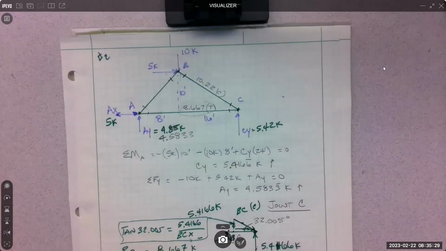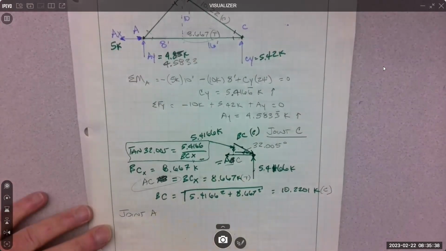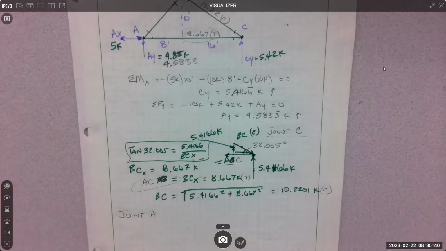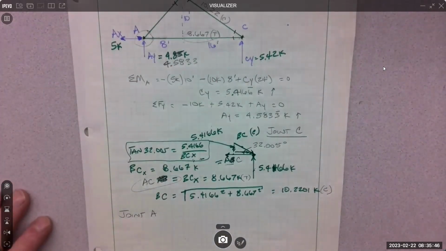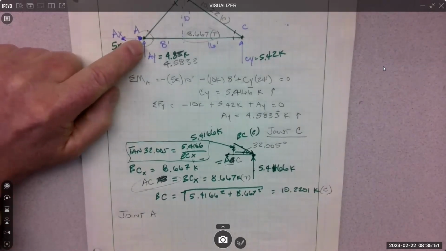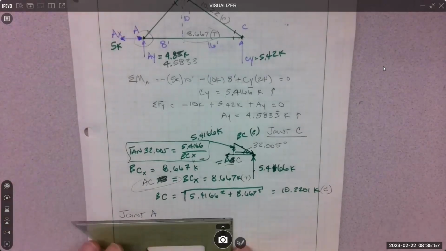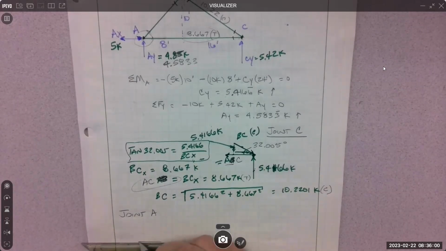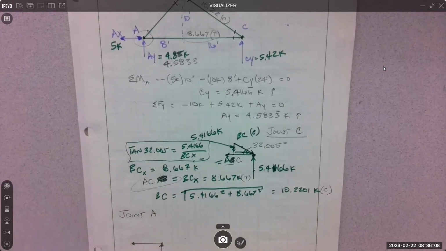So now I'm going to draw joint A. So if it helps you, put a circle around it. That's what you're drawing. You're blowing it up and you're drawing only the things going on here at joint A, nothing else. Definitely put in your knowns. I kind of start with those.